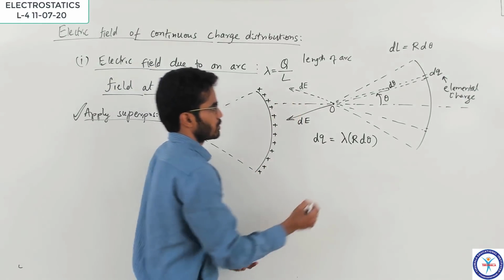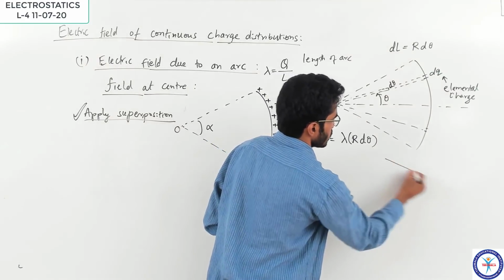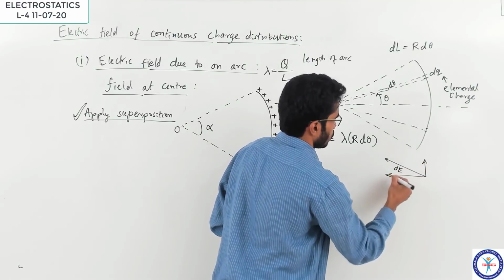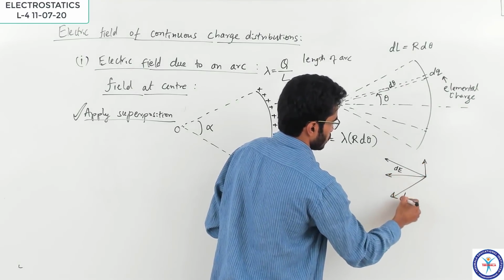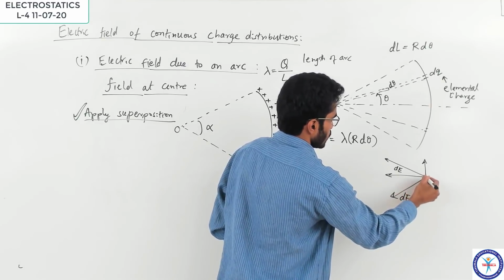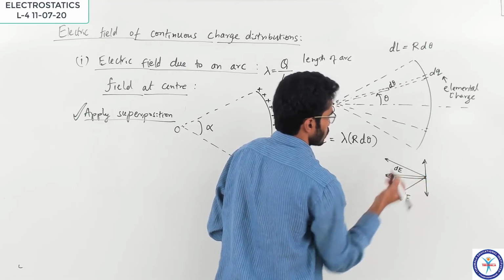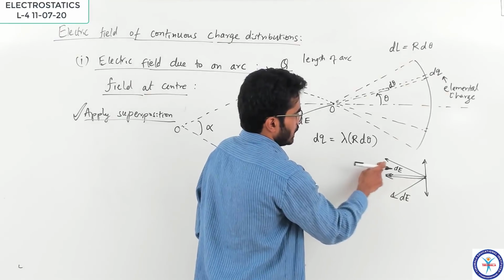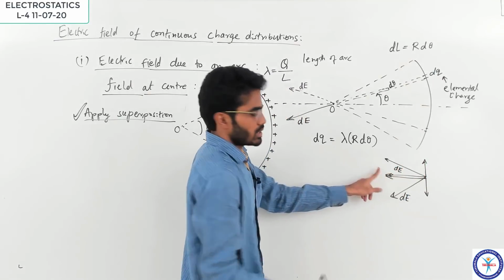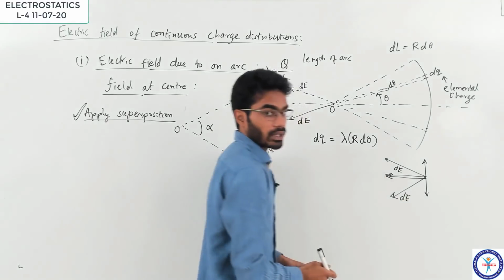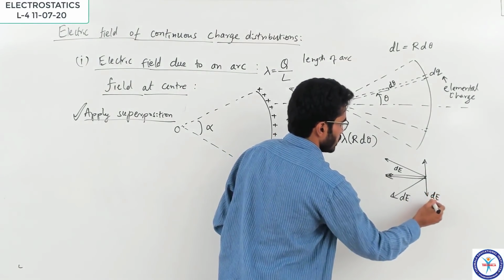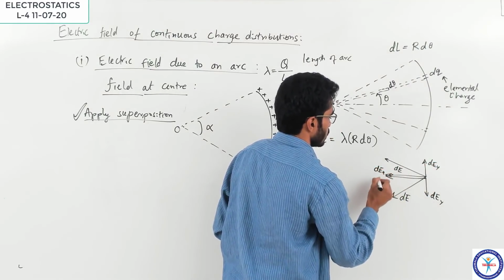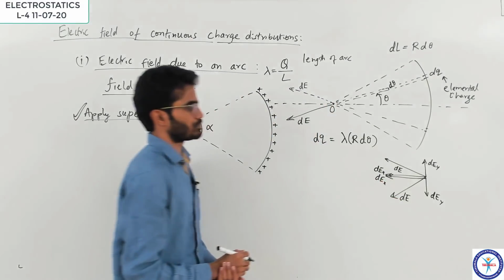Now compare these two vectors. For these two vectors, if you resolve them into components, there is one dE and its vertical component, horizontal component, another dE. So there is a vertical component and there is a horizontal component. So this field is seen as sum of these two components. This field is seen as sum of these two components. So this is dy and dy. This is dx and dx for this.